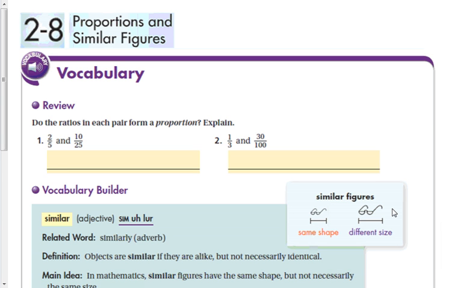Hey students, this is lesson 2A. We're going to find how to find missing lengths in similar figures and to use similar figures when measuring indirectly. Go ahead and do this review and I'll check back with you.